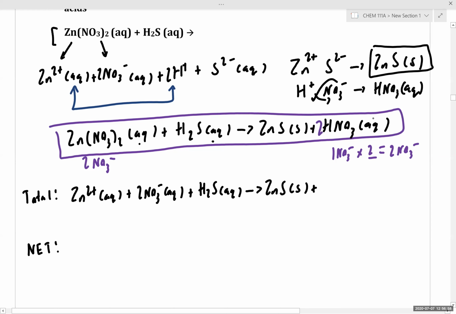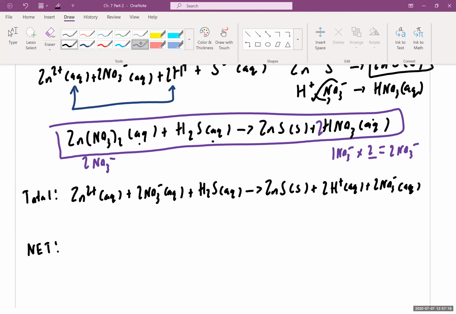And nitric acid, do we dissociate nitric acid? Yes, it's a strong acid, so that gives us 2H+ aqueous plus 2NO3- aqueous. Okay, now we cancel our spectator ions.